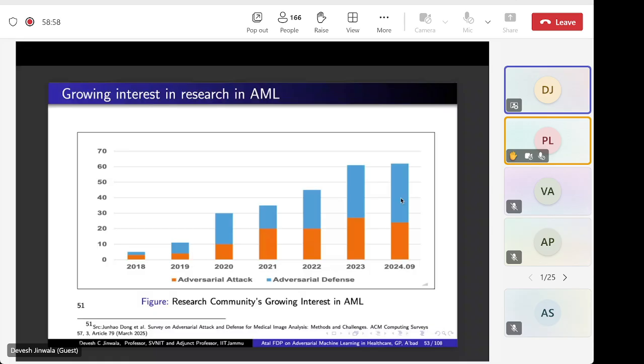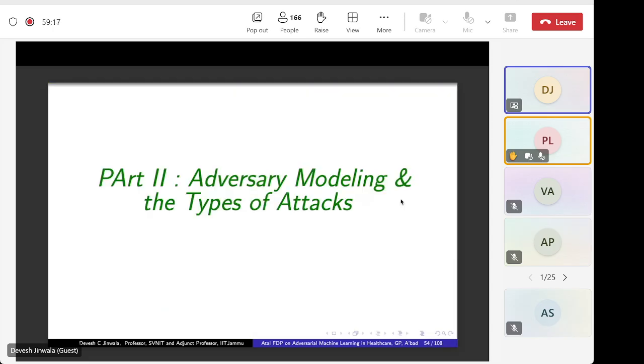But if you look at the mitigation techniques, the adversarial defenses, the blue lines, you would see a number of research papers published which talk about the defense mechanisms for these adversarial attacks, which is proof of the fact that there is growing interest in research in this particular area. Okay, now I'll briefly talk about the modeling of the adversaries and the types of attacks which I mentioned earlier.